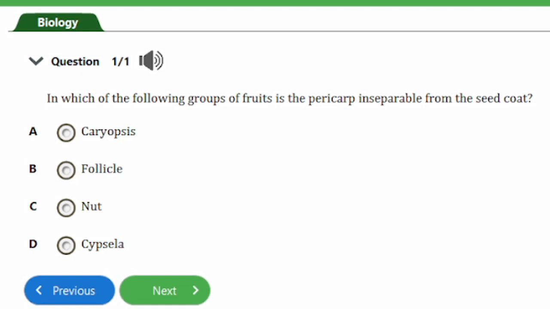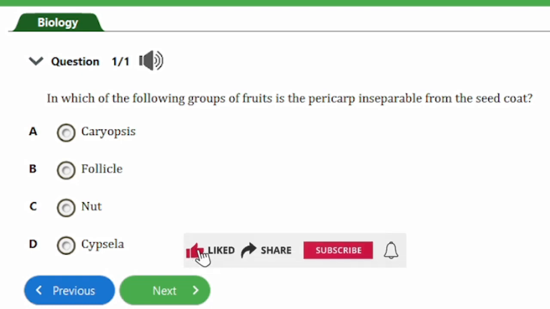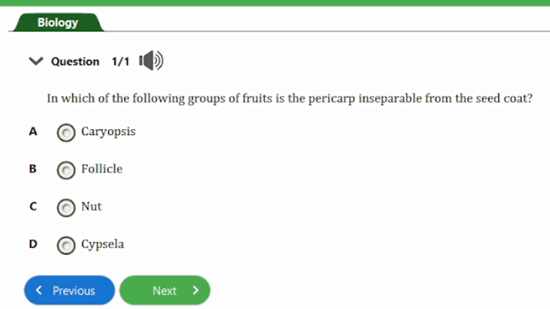So let's go ahead and check out this question, and that's the one and only question we have here. It says, in which of the following group of fruits is the pericarp inseparable from the seed coat? So guys, the options we have here are A, caryopsis, B, follicle, C, nut, D, cypsela.